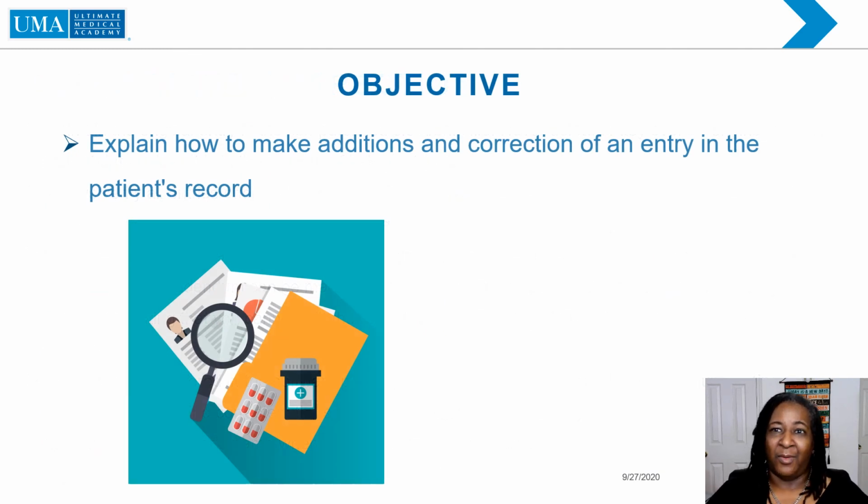For this video, we discussed a bit about documentation, and we explained how to make additions and corrections to any entry in the patient's record by never, ever, ever deleting an entry, obscuring an entry, or using whiteout. As a matter of fact, never even have whiteout at your desk. That is a no-no in the medical field. Or using a heavy mark or a heavy line. No, just a single line if it's written, and then initials and date. But if it's electronic, you would follow the steps in the program to add an addendum or correct any entries.